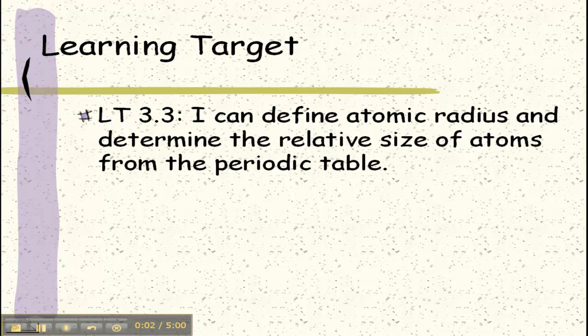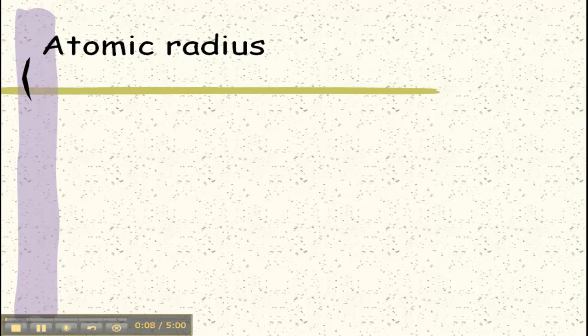Our target is: I can define the atomic radius and determine relative size of atoms from the periodic table. So first of all, what is the atomic radius? That's, of course, the radius of the atom. It's the distance from the nucleus to the outermost energy level, and it tells us the size of the atom. A trend in the periodic table is a general pattern that the elements follow.